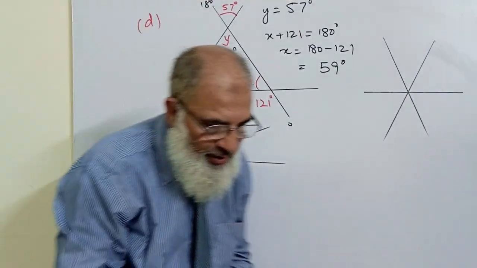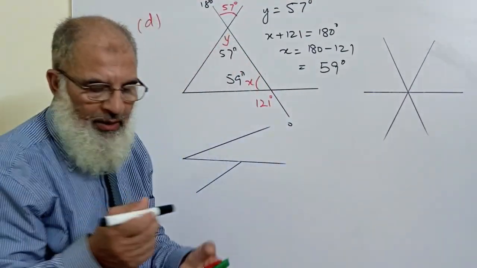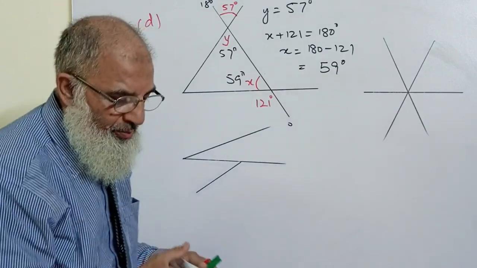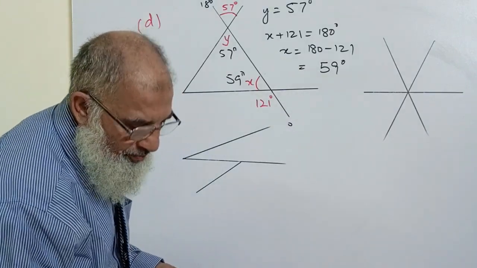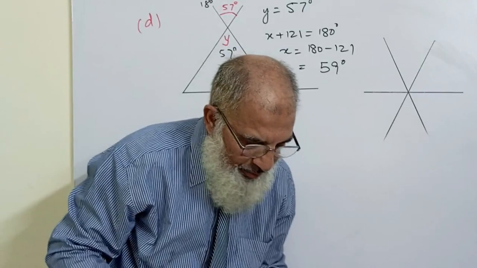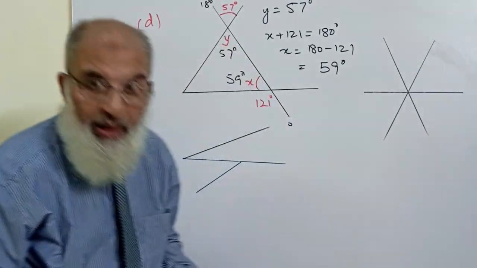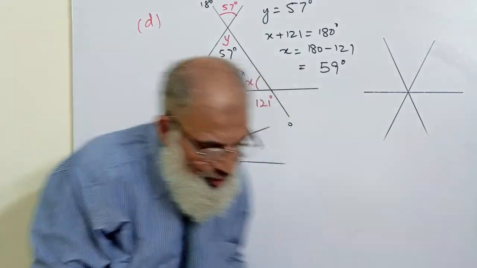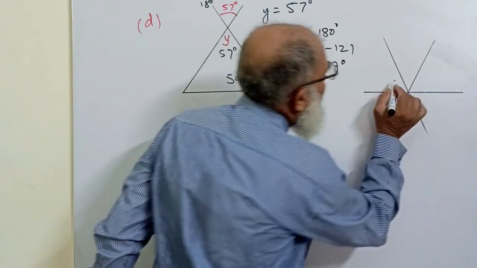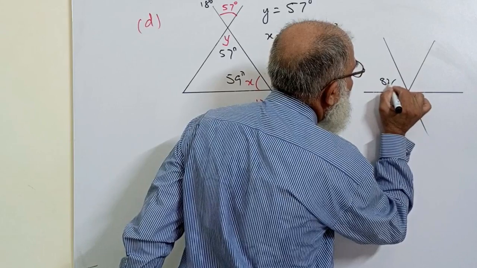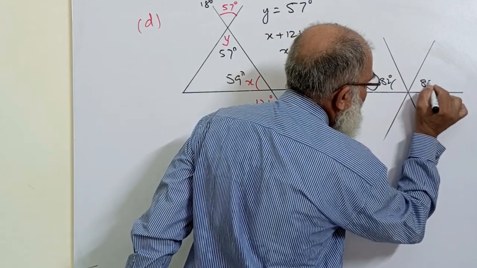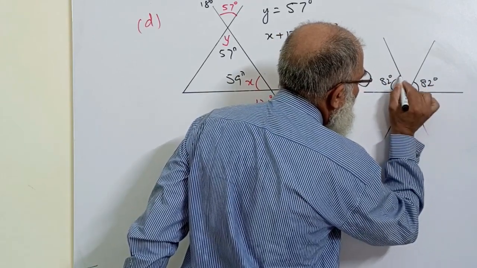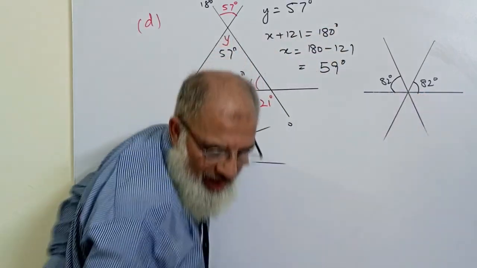Now dear students, I'm going to solve the last two parts of this question, because I am trying to finish this exercise today, and time is already running short. So there are angles of 82 degrees. Again this is 82 degrees, 82 degrees and 82 degrees.